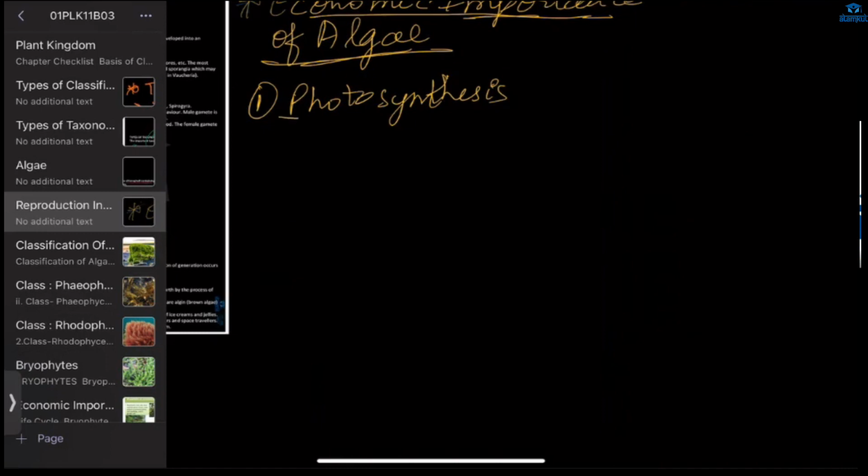What is the economic importance here? Every plant does photosynthesis. What is its economic importance? So all the algae, more than half of the CO2 fixation, means more than 50% of CO2 fixation, is done by the species of alga. Not just plants, algae also help in CO2 fixation, and not 1 or 2, more than 50% of algal species are helpful in fixation of CO2.